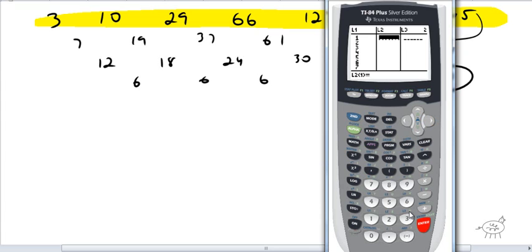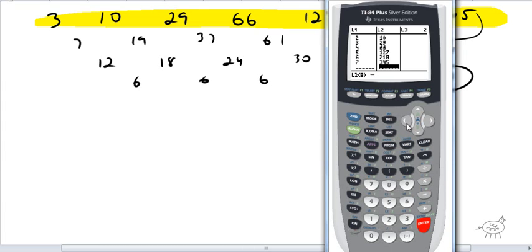It's nice. If I hit clear and enter, then they're gone, and I can just start fresh. So I'm going to type in 3, 10, 29, 66, 127, 218, and 345. Okay, so it all matches up nicely. Again, make sure your data's in there correctly. If it's off by one little number, the problem's wrong. There's no way you can get it right.